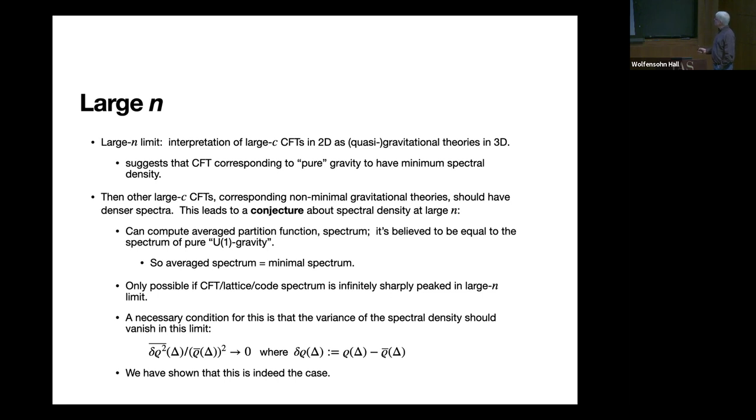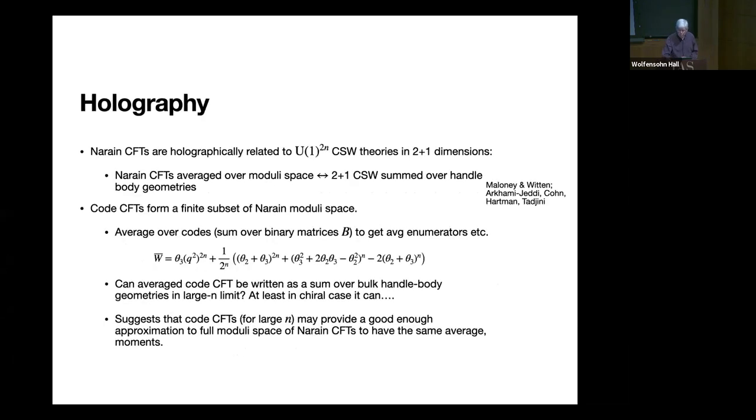And so this leads to a conjecture about the spectral density of these large C CFTs. So if we compute the averaged partition function of Narain CFTs, there's your reference.